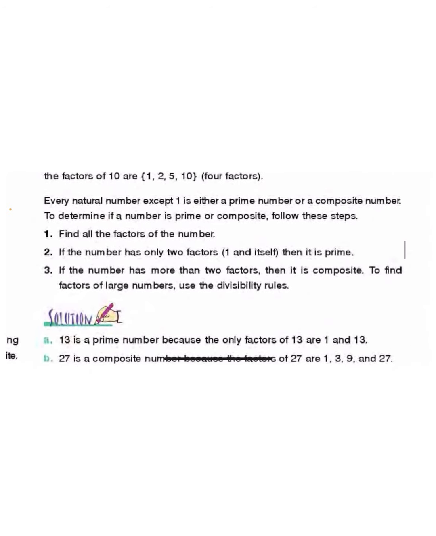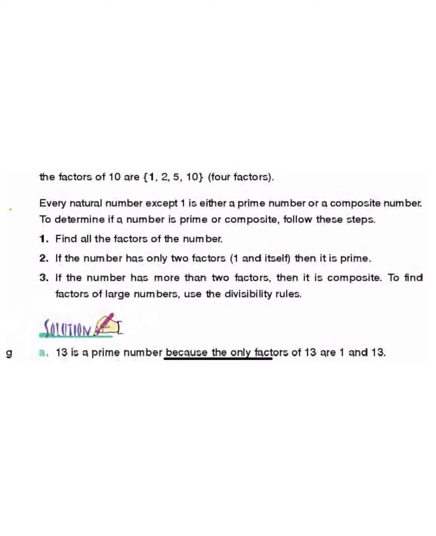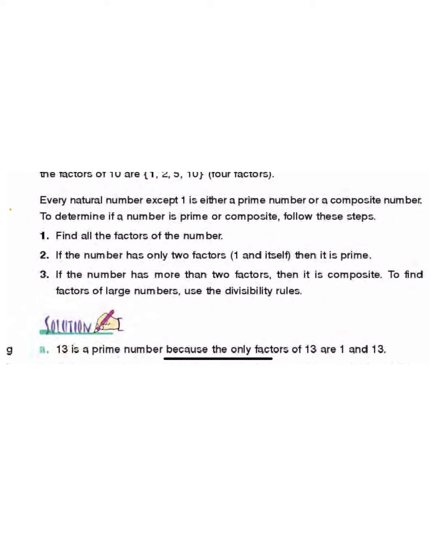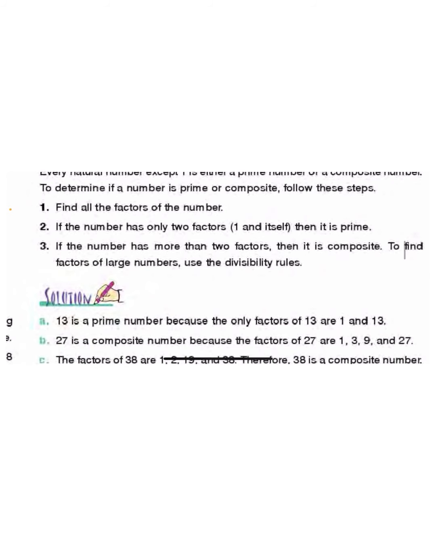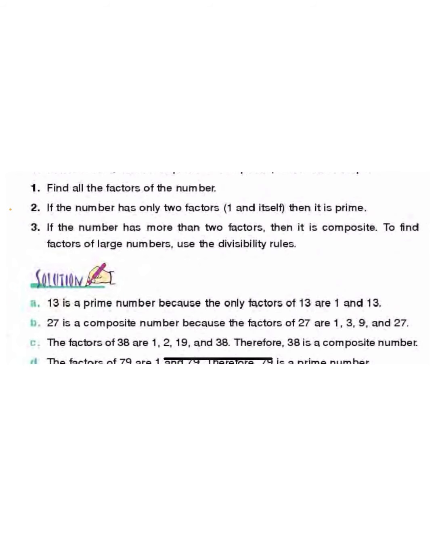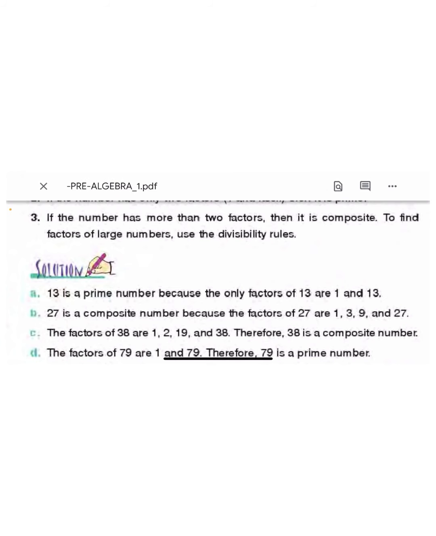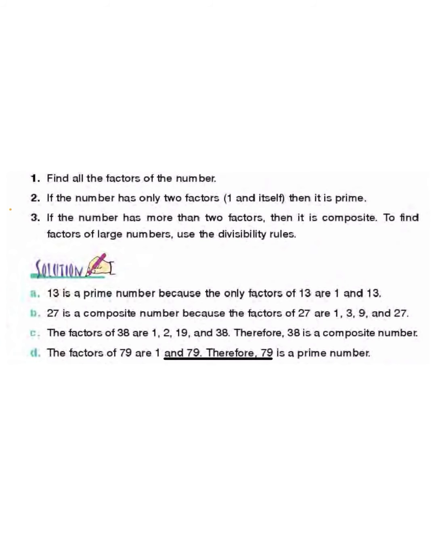The algorithm: we follow these steps when we find whether the number is prime or composite. First we find all the factors of the number, and then if the number has only two factors, it is prime. If it has more than two factors, then it is composite. To find factors of large numbers, we use the divisibility rules.